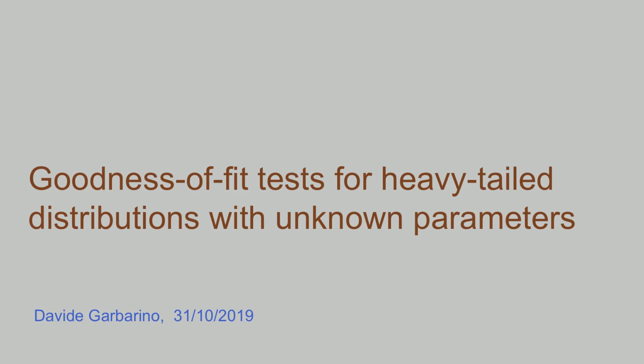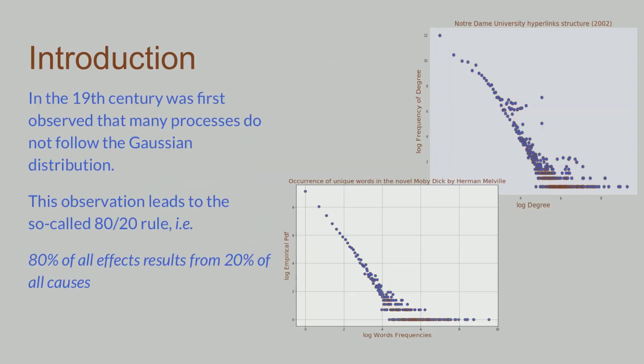In the 19th century, it was first observed by Pareto that many processes do not follow the Gaussian distribution. And this led to the observation that the 80-20 rule is valid. It means that 80% of all effects result from 20% of all causes. An example could be the fact that 20% of all employees are responsible for 80% of the productive output, or that 80% of all the wealth is owned by 20% of the population.